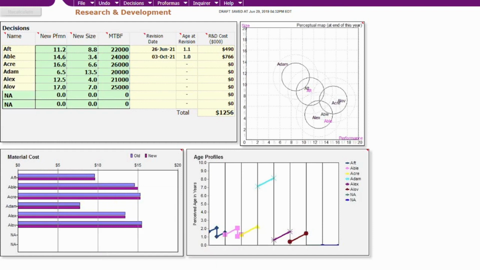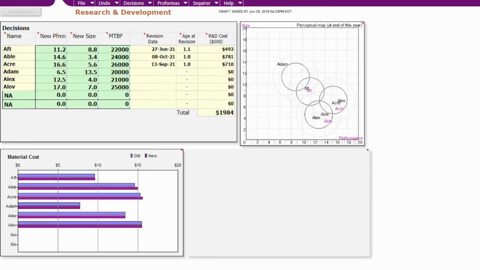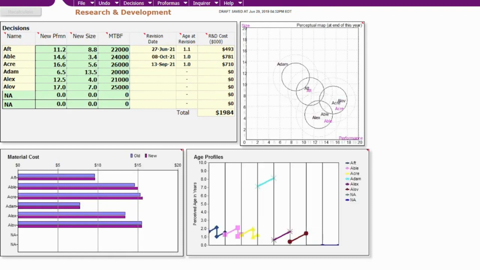For Eka, a product under the elite segment, we thought providing it with a performance of 16.6, size of 5.6, and maintain mean time before failure of 26,000 will make it unique. We were estimating to have a new design on the market by September 2021.